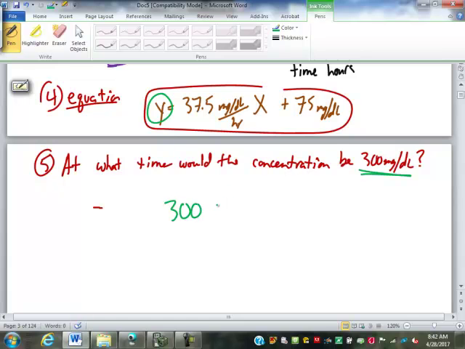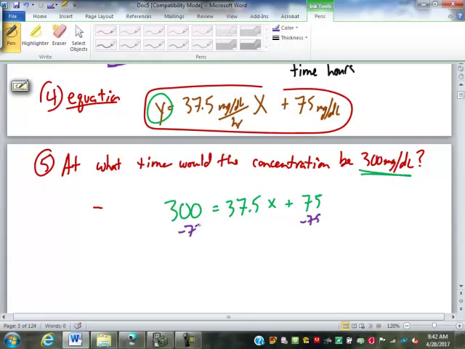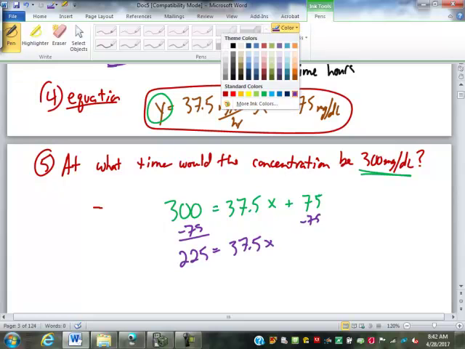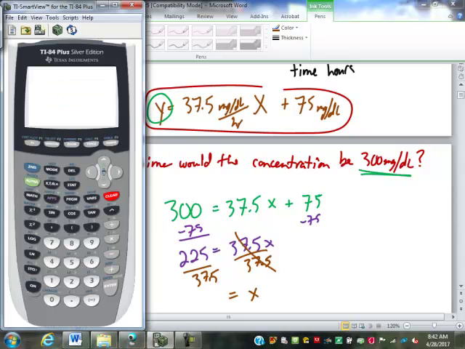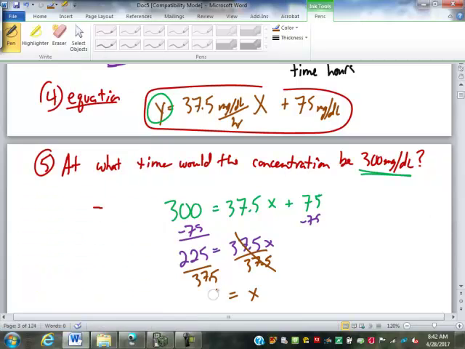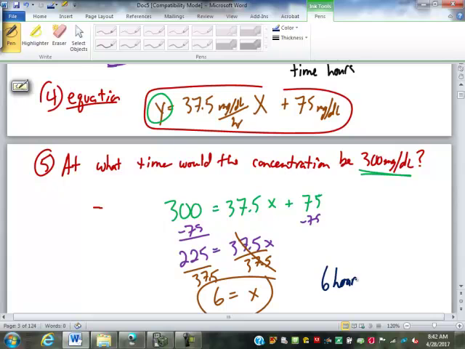I'm going to leave off the units to simplify this a bit. So it's 37.5 times x plus 75. And we just have to solve it for x. Subtract 75. 225 equals 37.5 times x. And divide by 37.5. So 225 divided by 37.5 gives us 6. So what that is saying is at 6 hours, the concentration should reach 300.